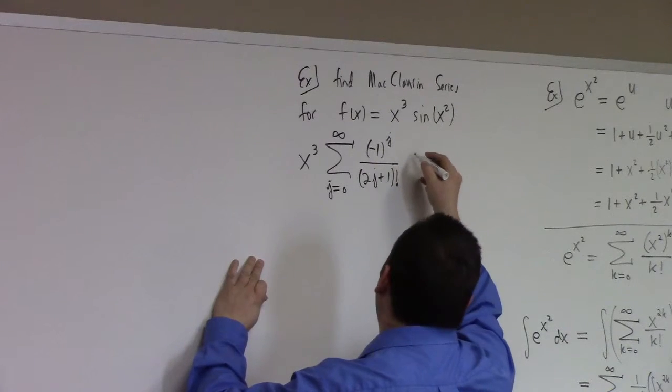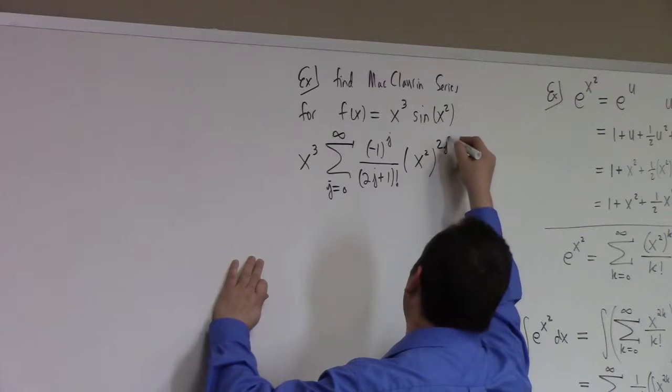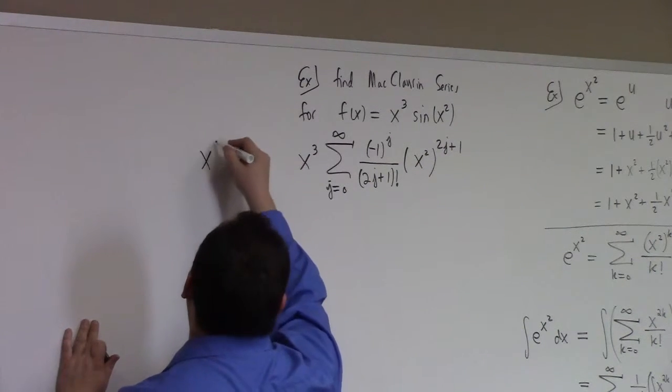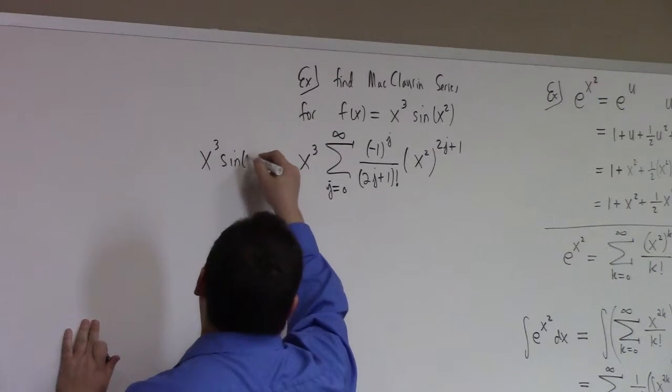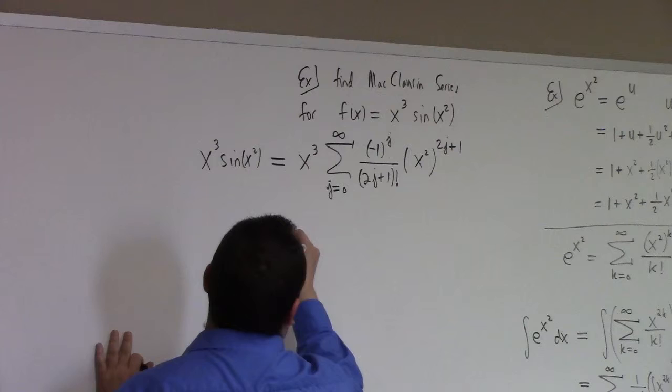Factorial, parentheses x squared to the 2j plus 1. So this would be, fine, that's the full series for it. Now I can simplify that.